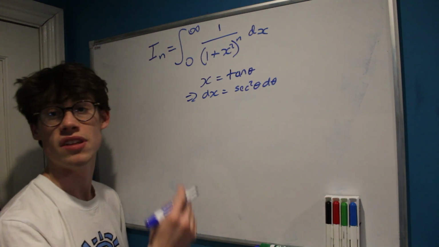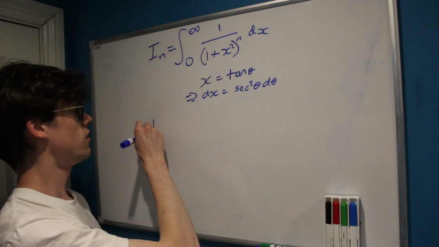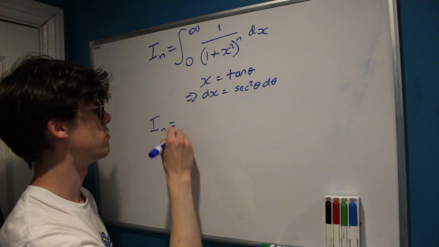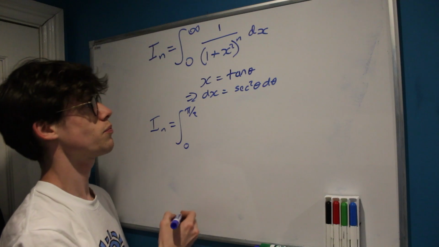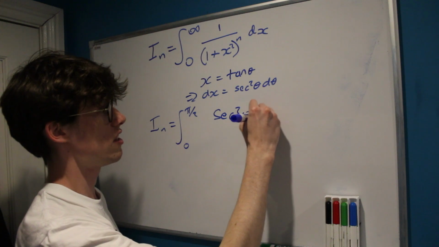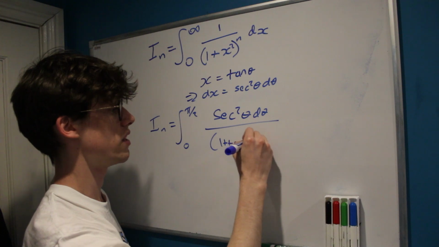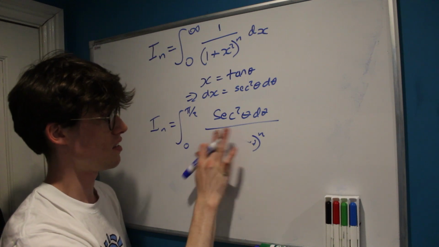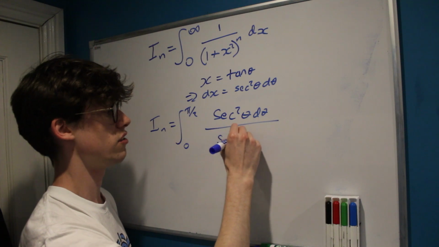And if we think about our bounds, as x approaches 0, we want tan theta to approach 0, which means theta will approach 0. And as x approaches infinity, we want tan theta to approach infinity, which of course happens as theta approaches pi over 2. And so we rewrite our integral as sec squared theta d theta divided by (1 plus tan squared theta) to the power of n. And of course our 1 plus tan squared is the same as sec squared, and sec squared to the power of n is sec to the 2n theta.